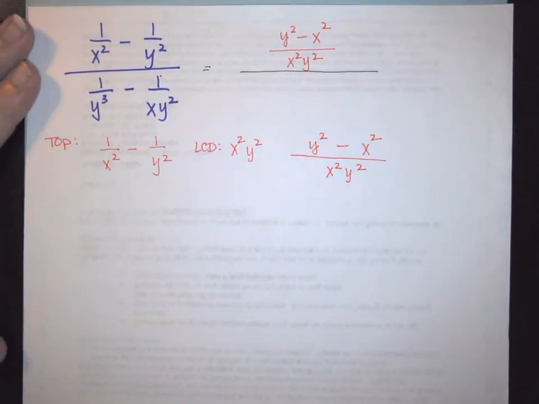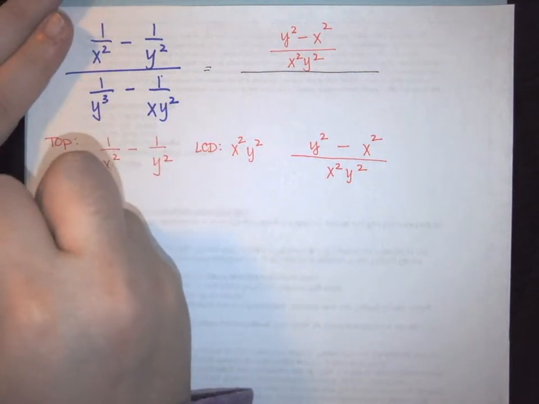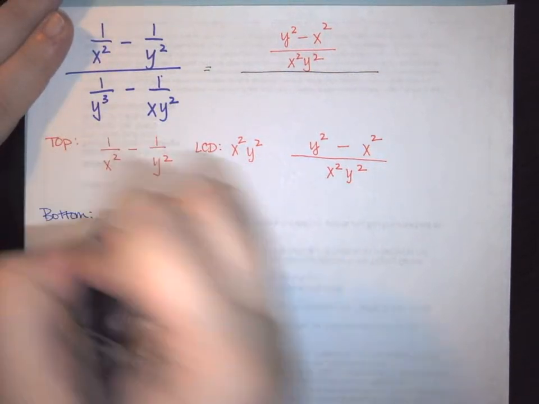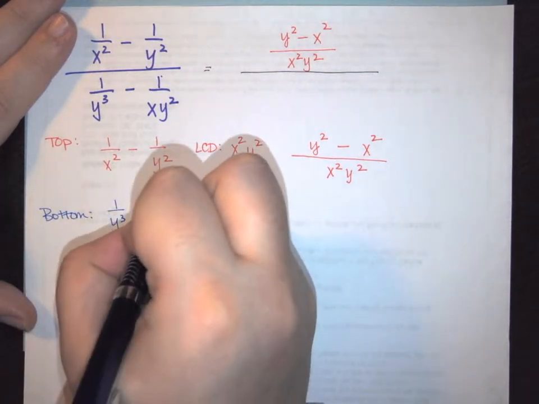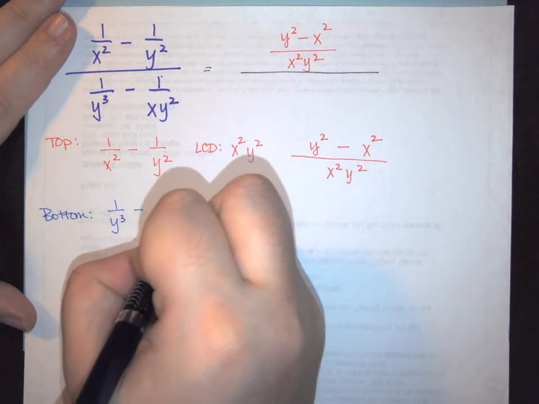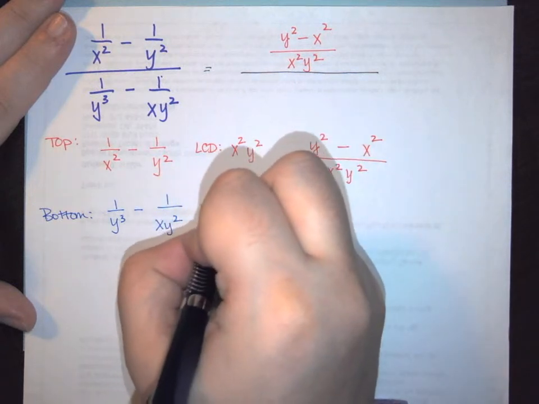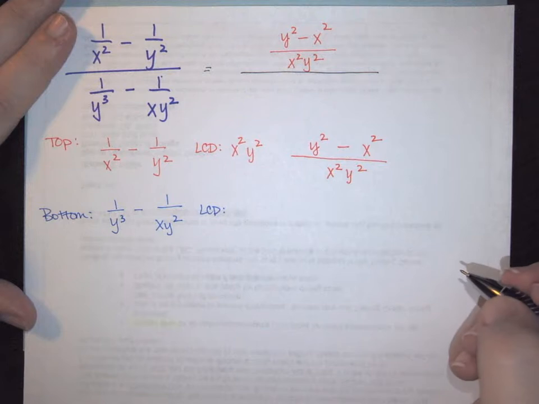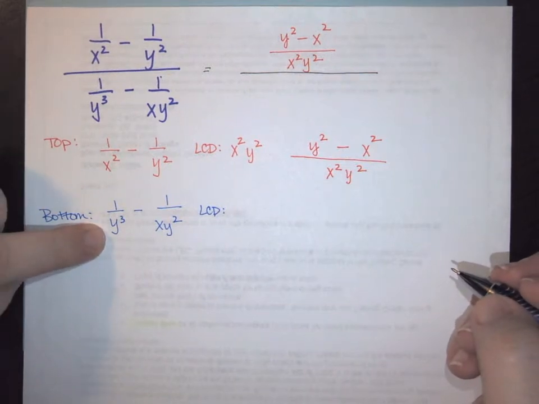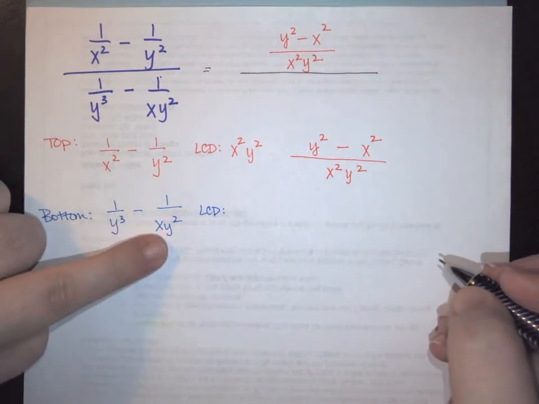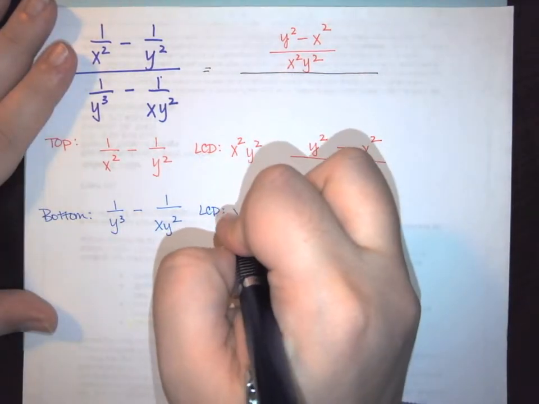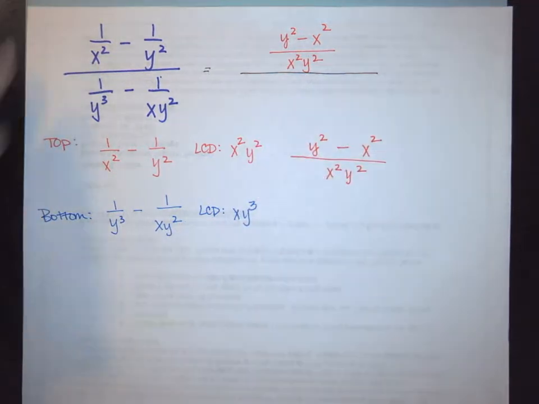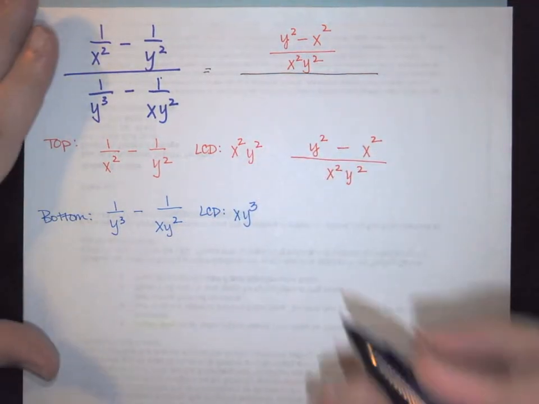as my new numerator. I'm going to do that exact same thing to the denominator. So let's go ahead and take a look at my bottom fraction. So we have 1 over y cubed minus 1 over xy squared. So again, we need to have a least common denominator. In this case, I have 3 y's on one fraction, I've got 2 y's in the other, and I have an x on one side but not on the other. So xy cubed is going to end up being my least common denominator.